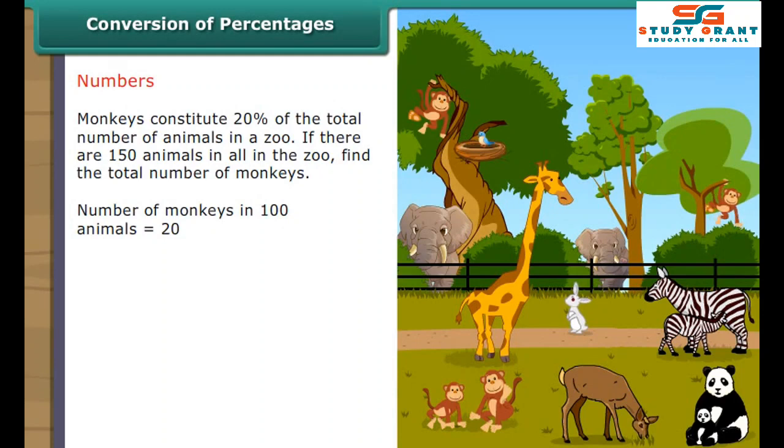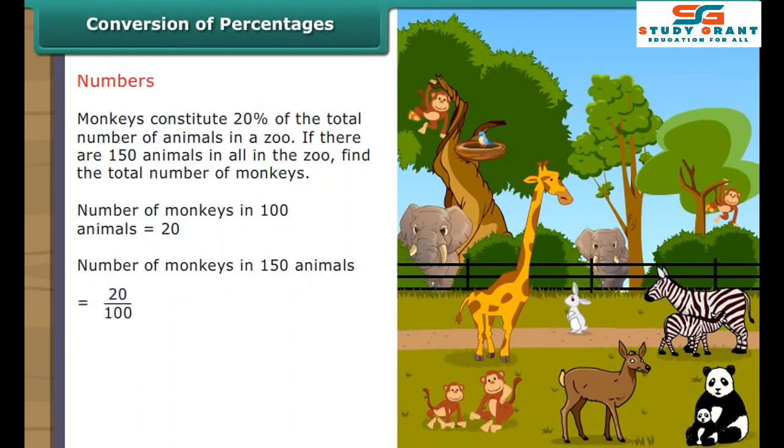Number of monkeys in 100 animals is equal to 20. Number of monkeys in 150 animals is equal to 20 upon 100 into 150, which equals 30. There are 30 monkeys in the zoo.